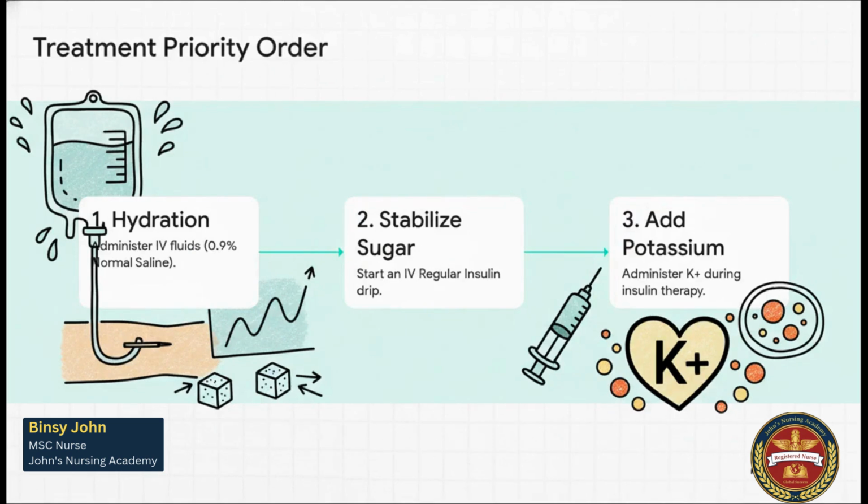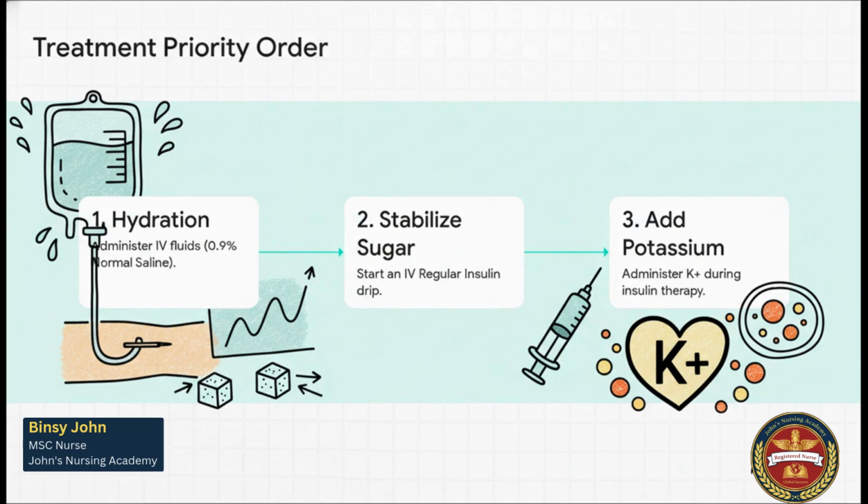So here's your step-by-step plan. Step 1, hydration. We're hanging bags of 0.9% normal saline. Step 2, stabilize the sugar. We start an IV drip of regular insulin to bring that glucose down nice and slow. Why slowly? Because if you drop it too fast, you can cause dangerous fluid shifts in the brain, leading to cerebral edema. So slow and steady wins the race.